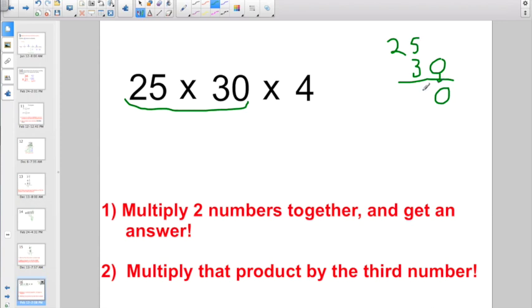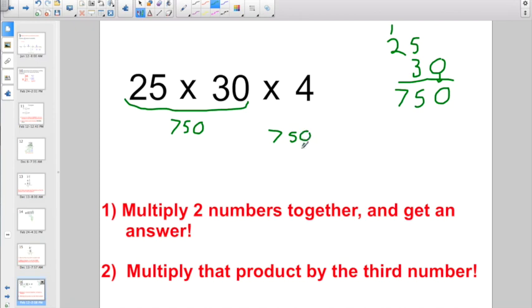3 times 5 is 15. I'm going to write down my 5, carry my 1. 3 times 2 is 6, plus 1 more is 7. So 25 times 30 is 750. Then you take that product, that answer you got when you multiplied these two numbers together, and then multiply it by the fourth number. So I'm going to go 750 times 4 this time, right?